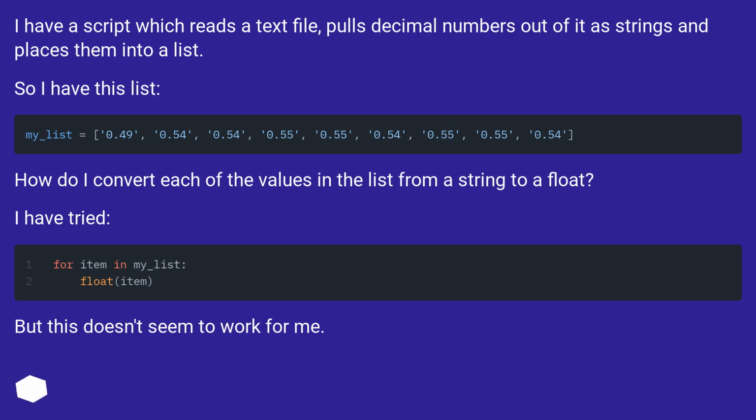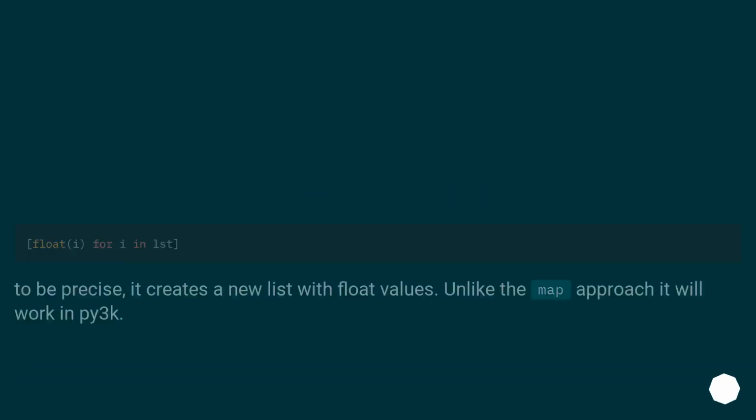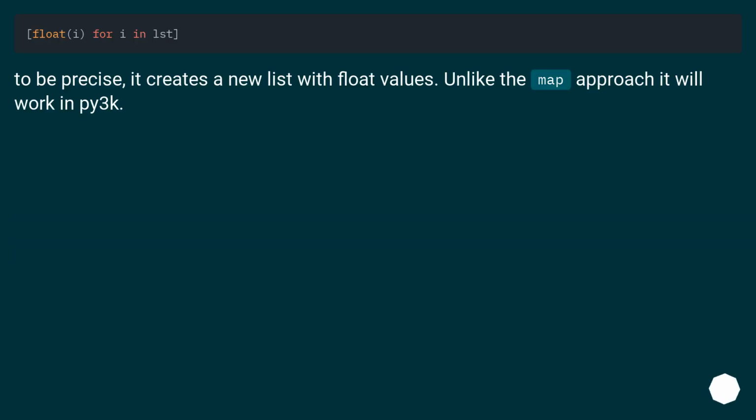I have tried, but this doesn't seem to work for me. To be precise, it creates a new list with float values. Unlike the map approach, it will work in Python.